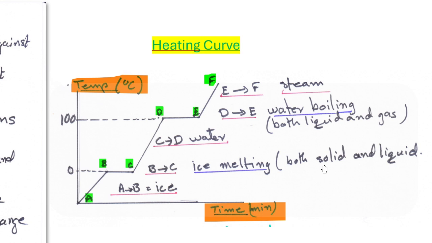Now we come to C to D. It is now only one state, that is water, and you can see the temperature rising. At 100 degrees centigrade, it again becomes level, which means the temperature is constant. That is from D to E, water is boiling. Both liquid and gas, both the states are present over there. That is, change of state is taking place. Water is changing from liquid state to gas. Then from E to F, now it's only steam. You can keep on raising the temperature, but it will remain steam.